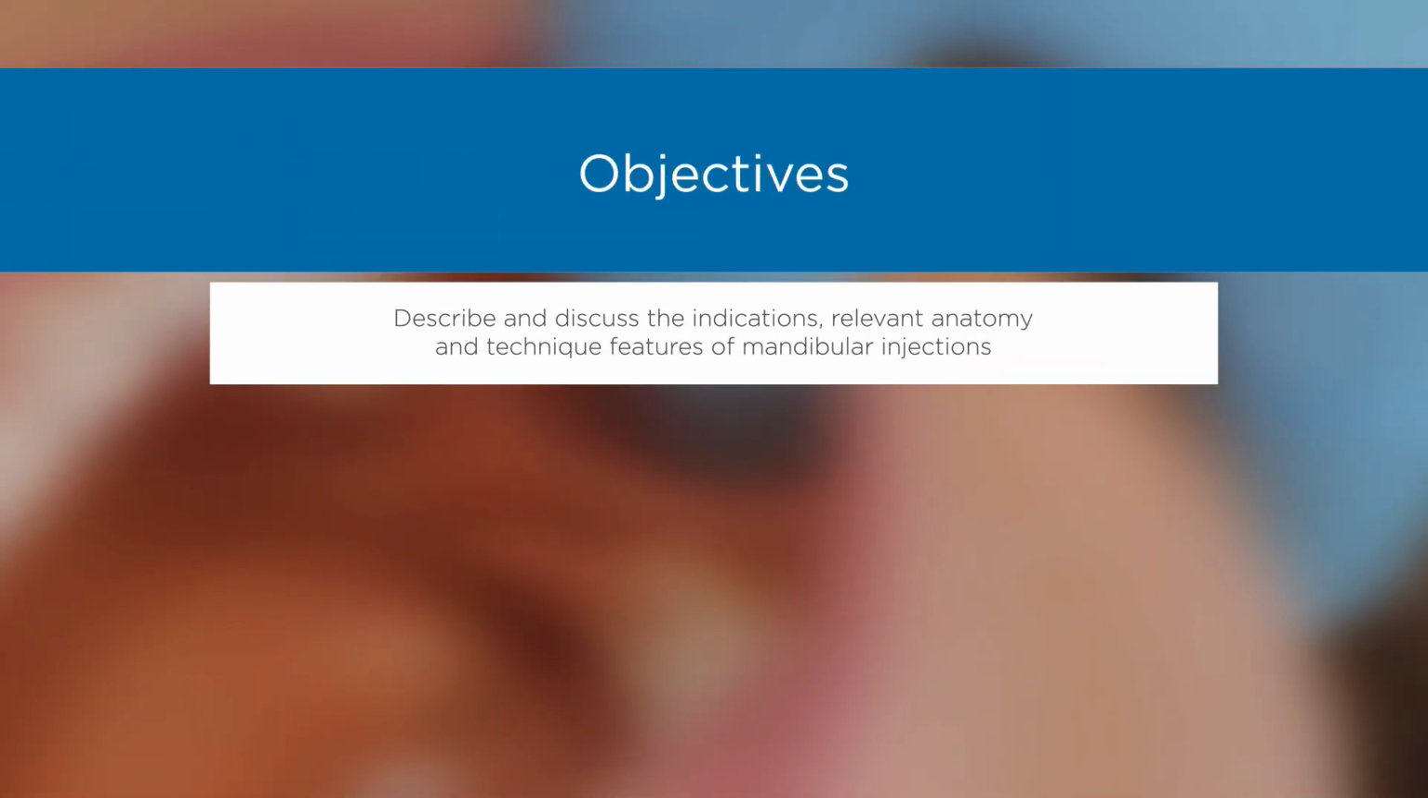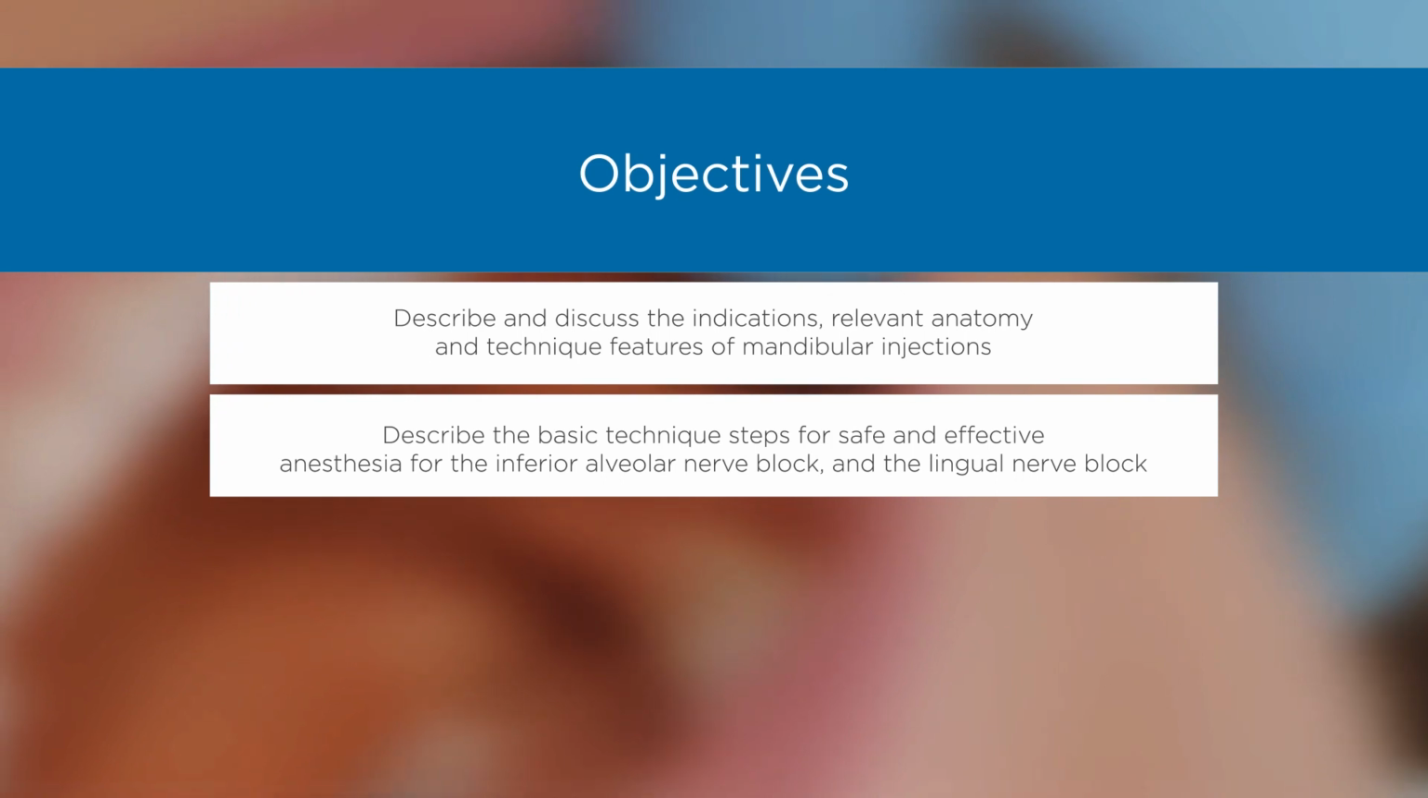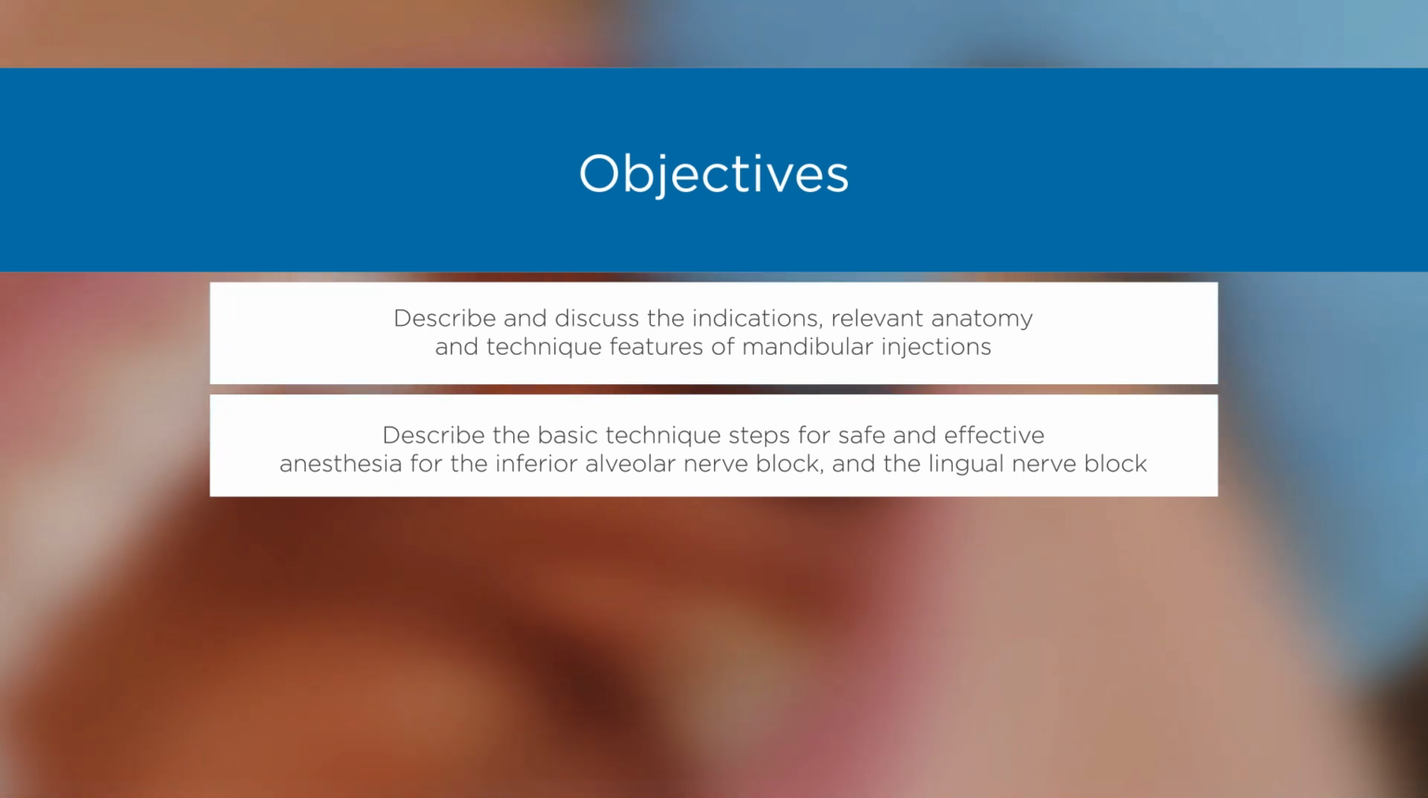Objectives. Describe and discuss the indications, relevant anatomy, and technique features of mandibular injections. Describe the basic technique steps for safe and effective anesthesia for the inferior alveolar nerve block and the lingual nerve block.